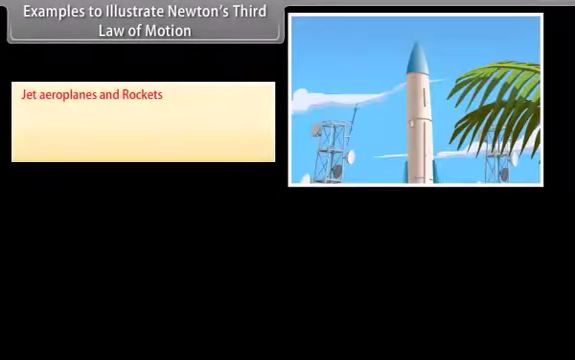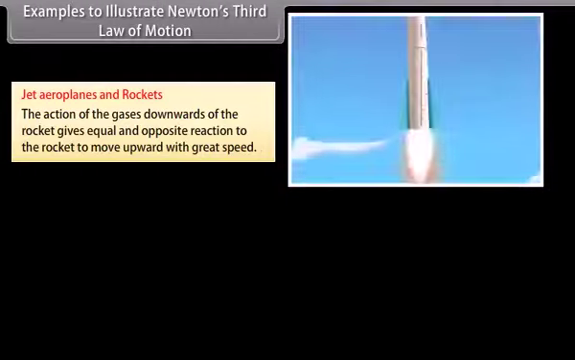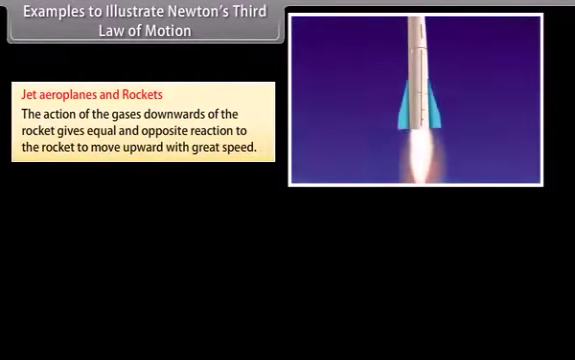Jet aeroplanes and rockets. The action of the gases downwards from the rocket gives an equal and opposite reaction, causing the rocket to move upward with great speed.